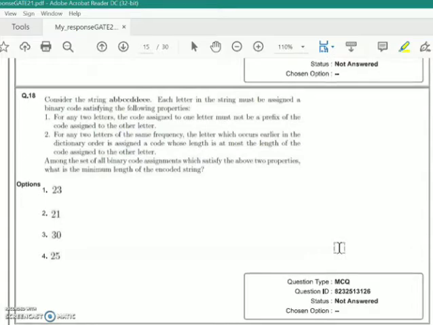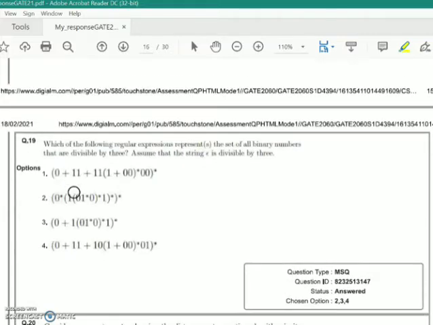Question number 18. Huffman coding is to be applied here. I have given the detailed solution in the previous video, please go through it. The answer is 23 bits. The minimum length of the encoded string is 23.